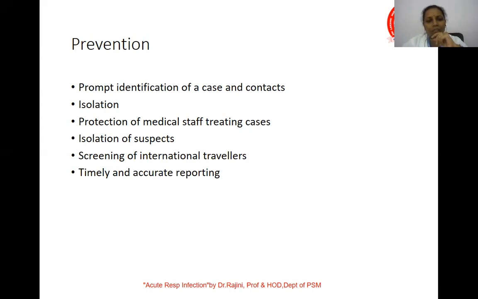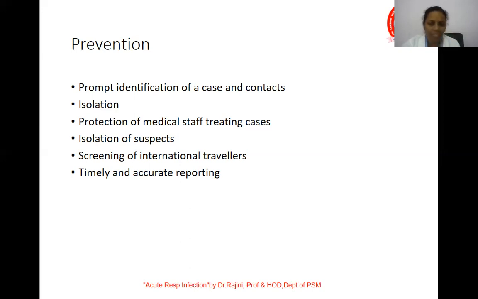Protection of medical staff treating the cases. All the protective measures have to be given to the staff, paramedical workers, doctors and nursing staff who are treating these patients. And isolation of suspects, those who are living with the cases. If you suspect them, they also have to be isolated unless the laboratory investigation is confirmed.